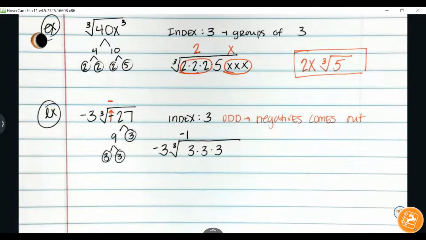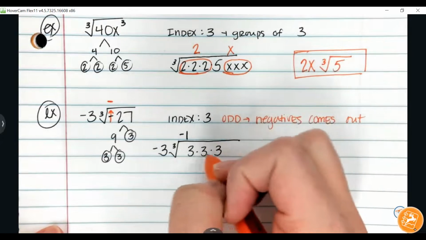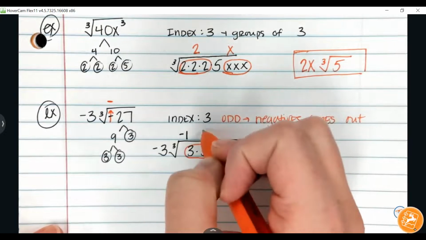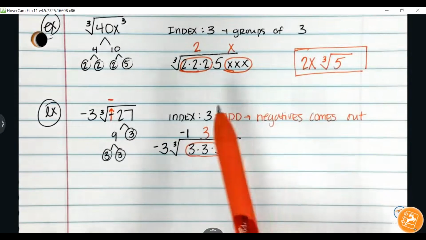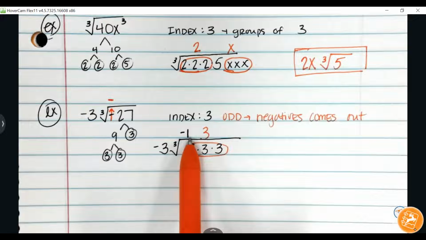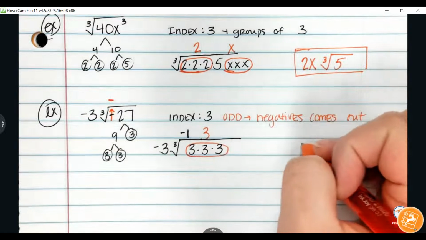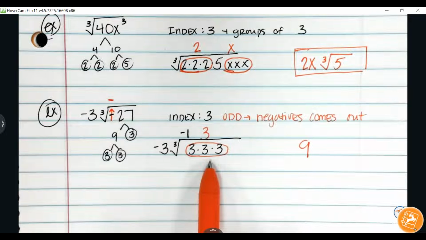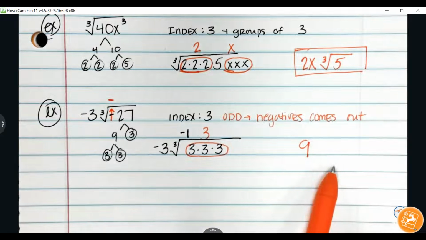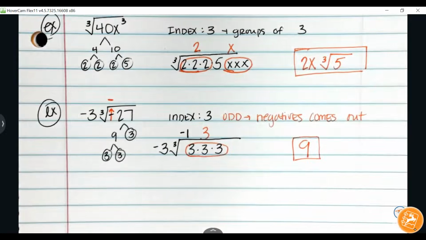My index is 3. So what do I need? How many of the same thing do I need? 3 of them. So I have 1, 2, 3 of those can come outside. What am I going to do to everything outside? So what's 3 times -1 times -3? +9. Is there anything left inside? So should I have a radical house still? Nope, that will be my final answer. Okay.